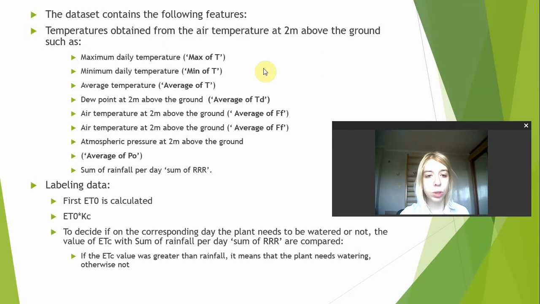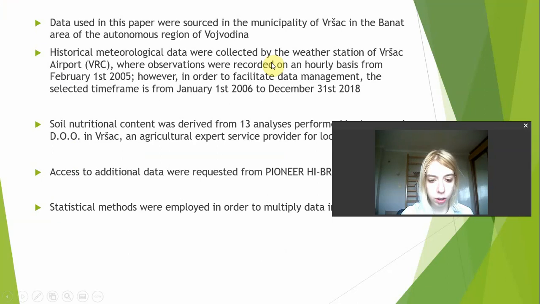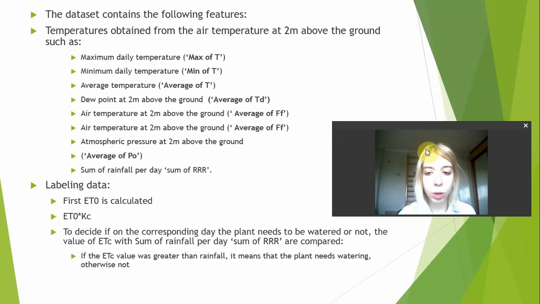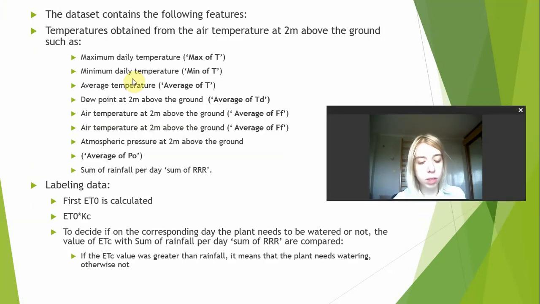So, as already mentioned, we obtained the data from the air temperature at 2 meters above the ground, and from the data given we obtained the following: maximum daily temperature, minimum daily temperature, average temperature, dew point at 2 meters above the ground. Also, it is important to say that we had a sum of rainfall per day, which is important in the following.